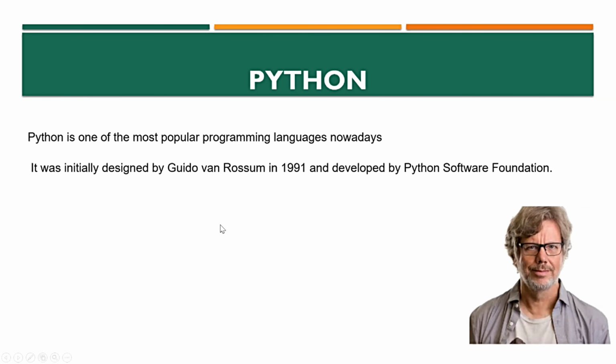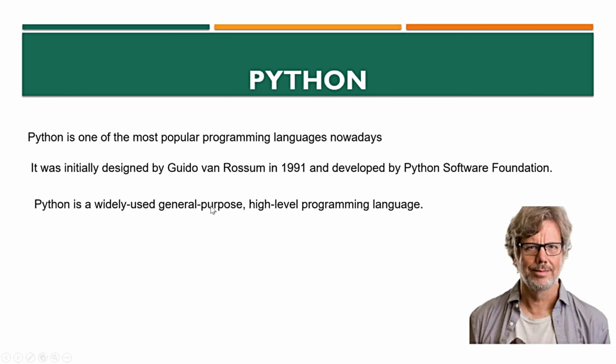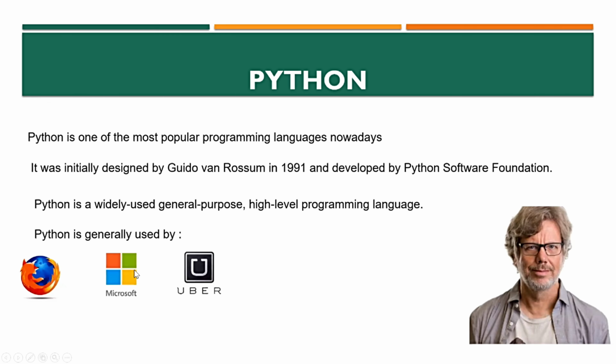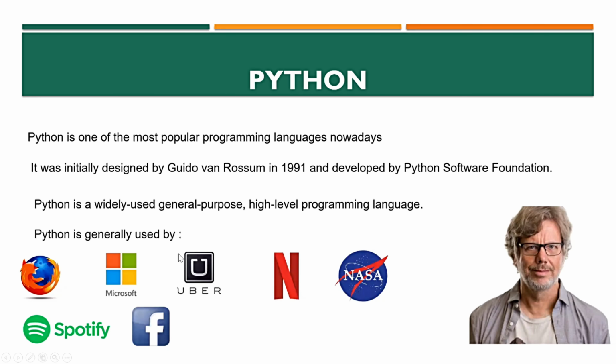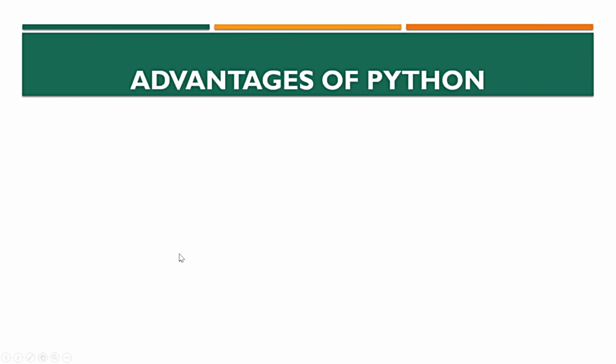Many very successful companies are using this language in their daily work. It is generally used as a general purpose high level programming language. High level language means it looks similar to the English language. Low level language means it is in the form of bits, in the form of zeros and ones. That's why it is very user friendly. It is used by many huge companies like Mozilla Firefox, Microsoft, Uber, Netflix, NASA, Spotify, Facebook, Cisco, Dropbox, YouTube, and many more.